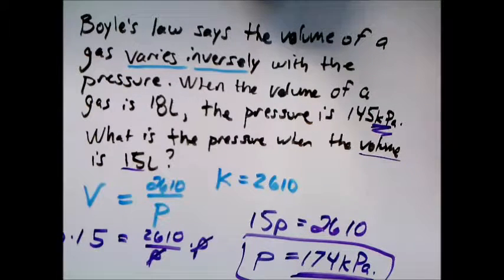So inverse variation, same as direct, is just looking for that keyword. Inversely means you're dividing by your variable instead of multiplying by it.